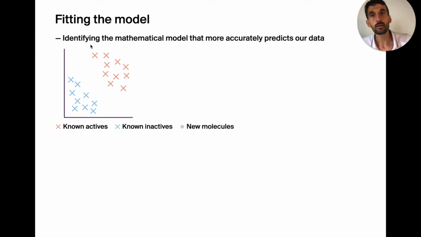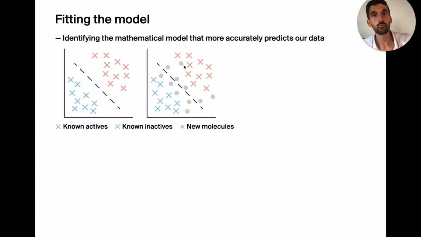Essentially, what we are doing when we are fitting a model is trying to identify a mathematical function that is going to be able to discriminate between, in this case, actives and inactives, right? Fitting a model is finding this line here, so that when we come with new samples for which we don't know the outcome, we will be able to make a guess whether those samples will be active, the upper right region of the plot, or inactive, the lower left region of the plot.